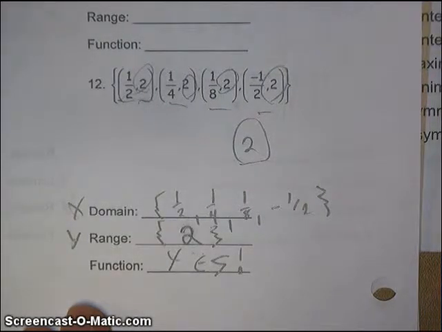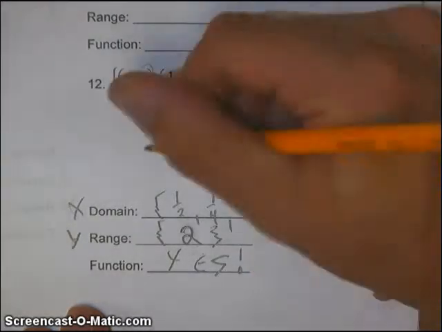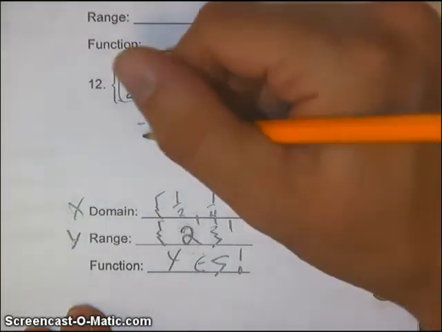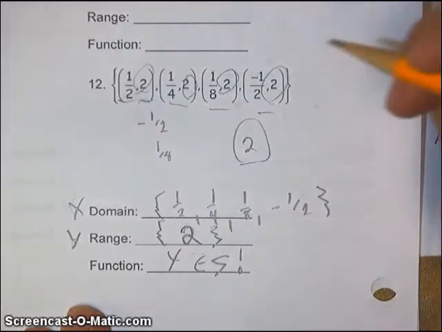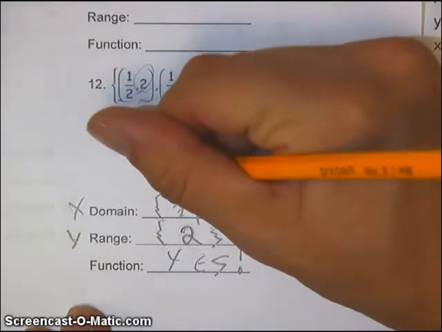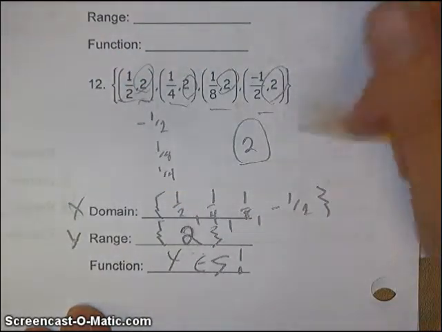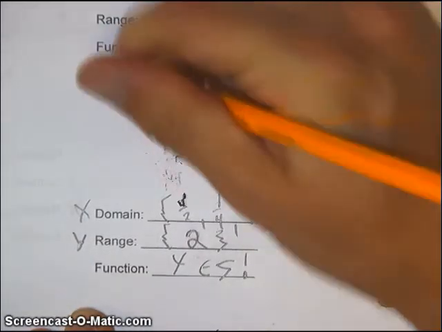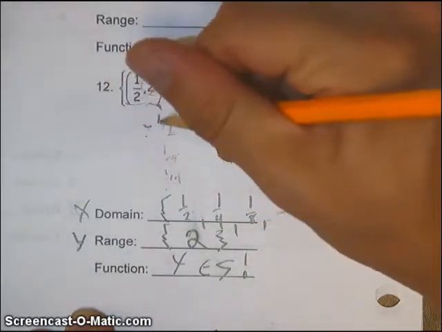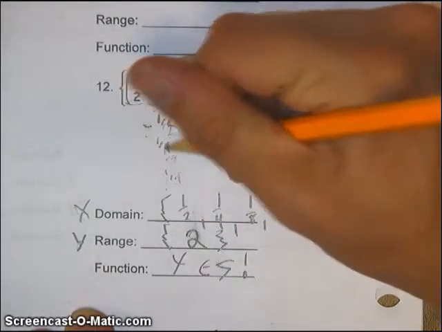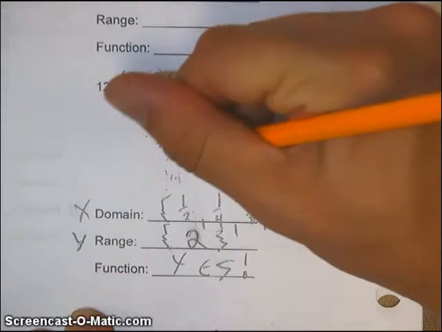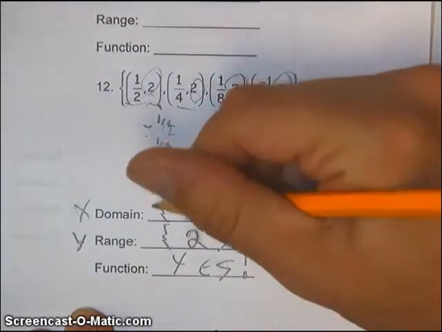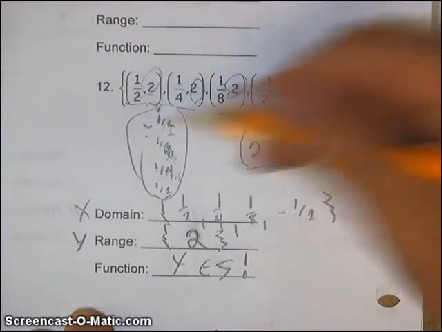That's the range. The domain in numeric order is -1/2, 1/8, 1/4, and 1/2. Actually, let me write that a little bit differently. -1/2, 1/8, 1/4, and 1/2. And we're going to draw a little ellipse around that as well.